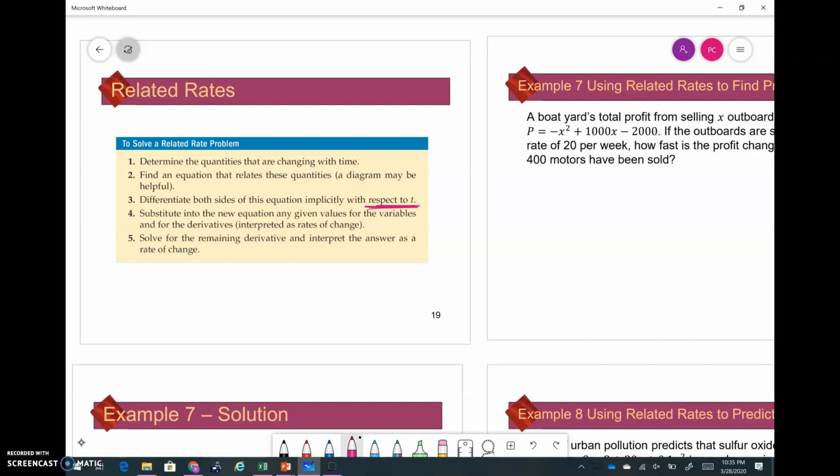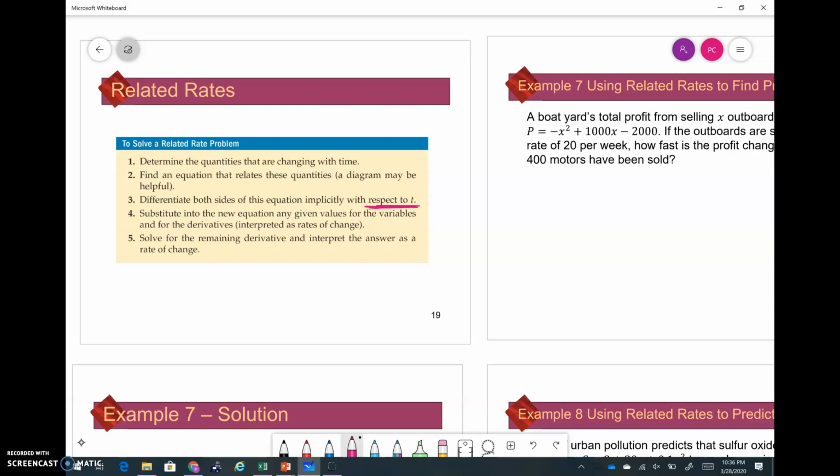A lot of times these are going to be given in the wordy part of the word problem, so go back and read all that. Read it again if you're not sure where all the numbers fit. Then we're going to solve for the remaining derivative and interpret the answer as a rate of change.